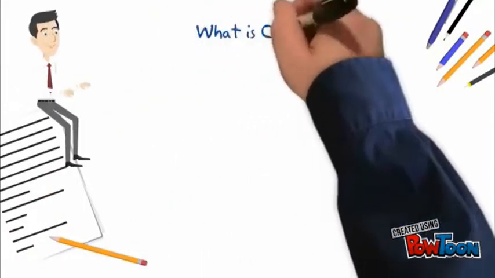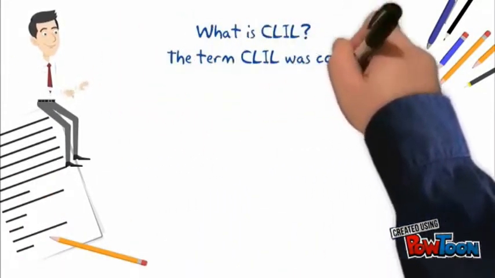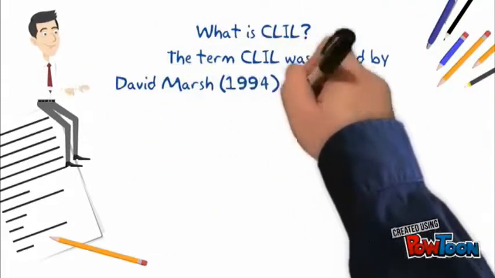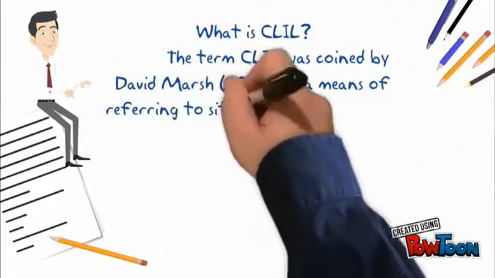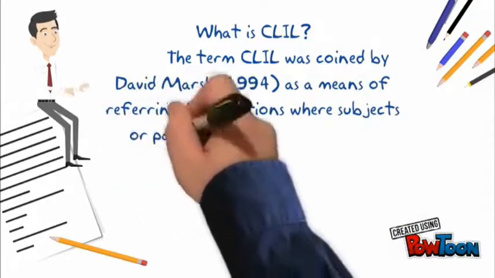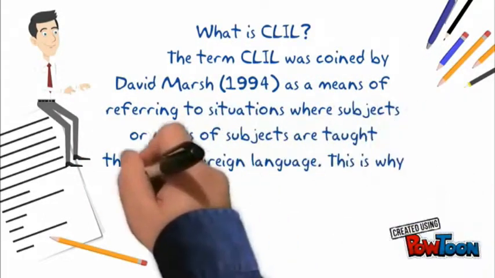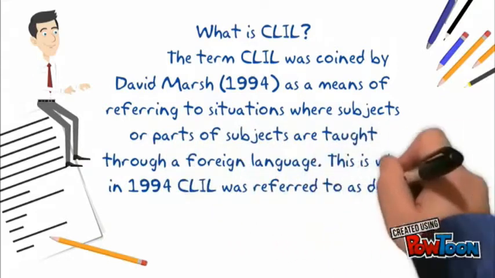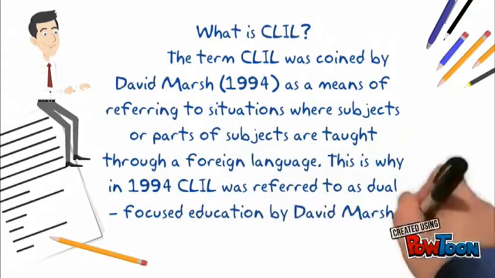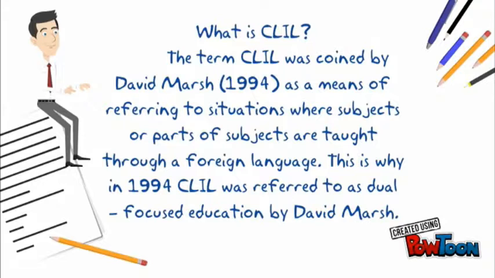What is CLIL? The term CLIL was coined by David Marsh in 1994 as a means of referring to situations where subjects or parts of subjects are taught through a foreign language. This is why in 1994 CLIL was referred to as dual-focused education by David Marsh.